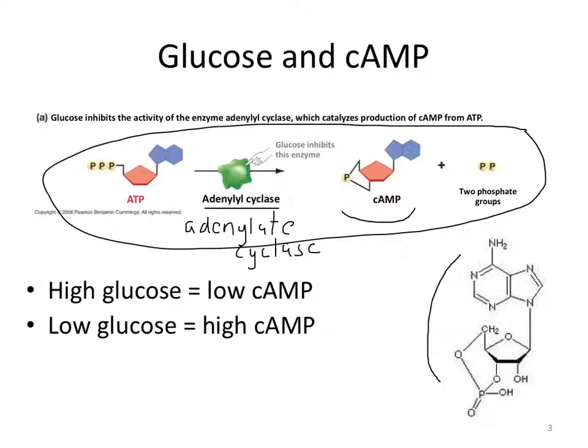The important thing about that enzyme is that it is inhibited by the presence of glucose. So if there's a lot of glucose around, it will inhibit adenylyl cyclase, which will lower the overall production of cyclic AMP. In other words, high glucose will result in low cyclic AMP, or cAMP, and low glucose will result in high cyclic AMP, or cAMP. You need to remember this relationship.